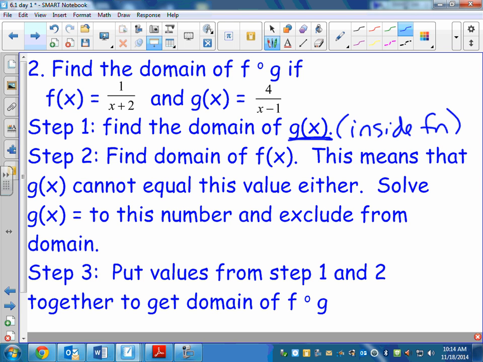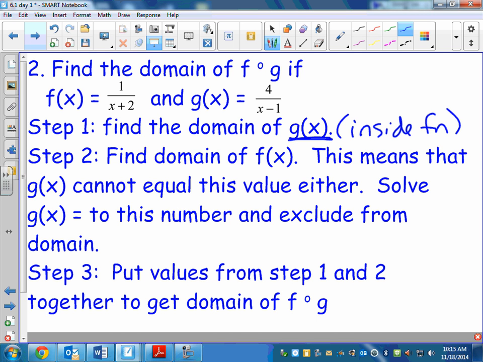Understand that if this would have said g of f, this step would have said find the domain of f of x. You follow me on that? The inside function. Step two says find the domain of f of x. This means that g of x cannot equal this value either. So it's like this extra thing you have to think about of carrying through that value. So we have to solve an equation, which we'll set up in a minute. And then step three, we're going to put the excluded values from step one with the excluded values from step two, and together that gives us the domain of f of g.